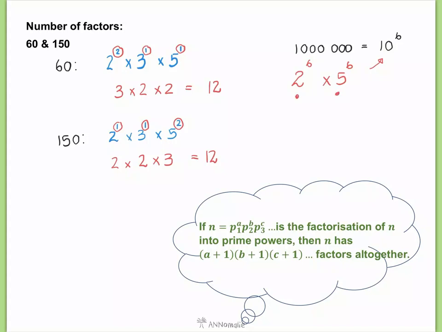So, how many factors does 1,000,000 have? Add 1 to 6, that's 7. Add 1 to 6, multiplied by 7. So, a result of 49 factors, which would have been very difficult to calculate if we did not have this super cool trick.